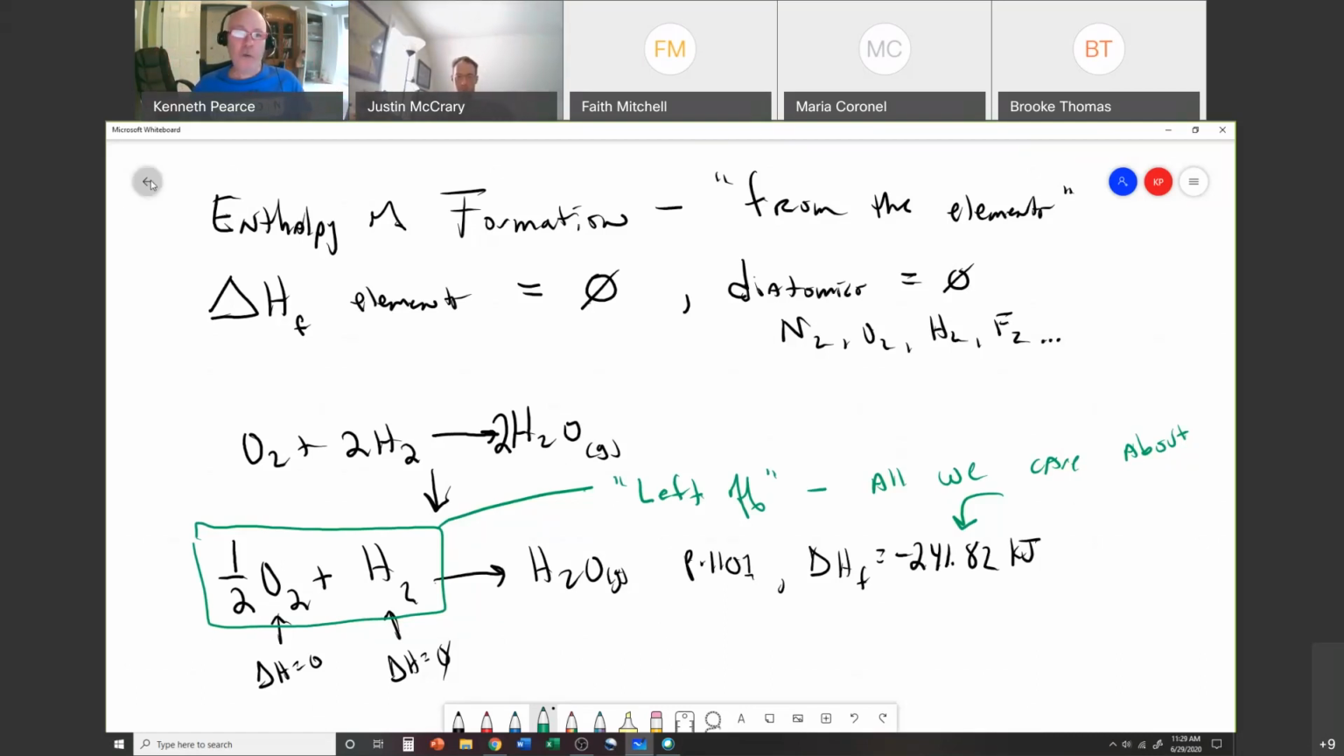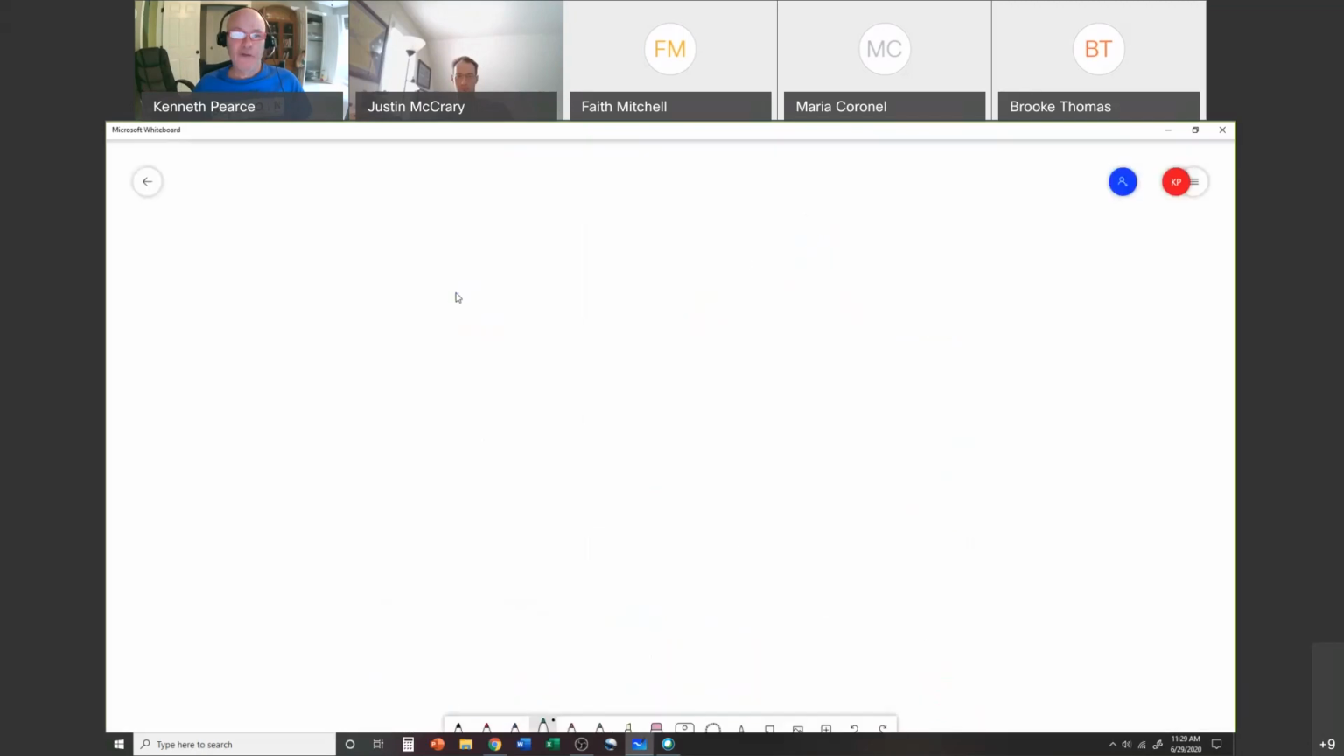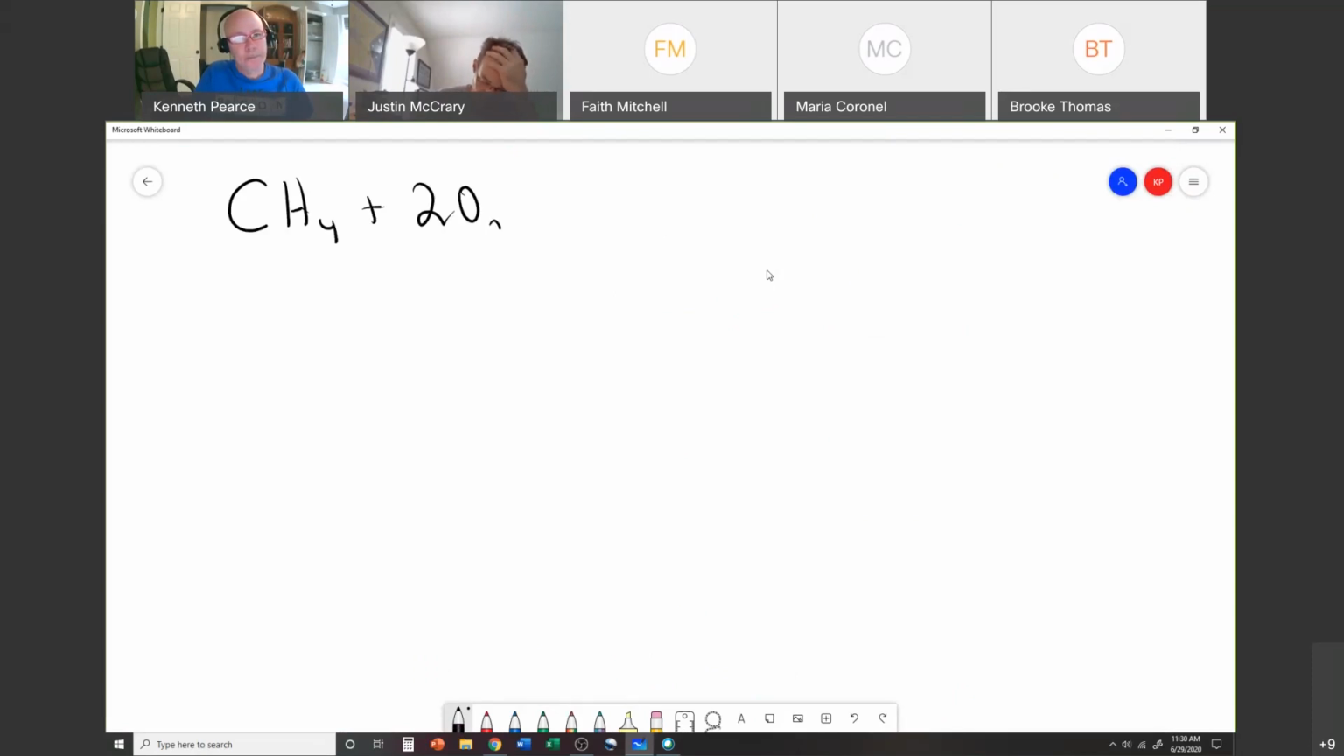All right, so let's take a look at an equation. Let's take a look at the combustion of methane. Now, we have this, and I want to know what's delta H of the reaction of this.